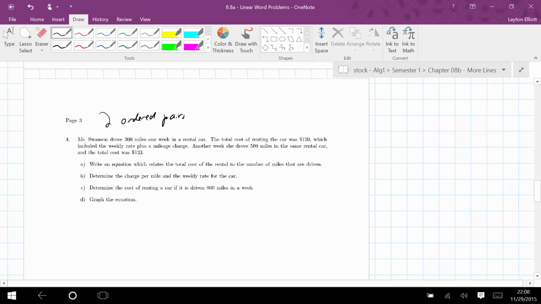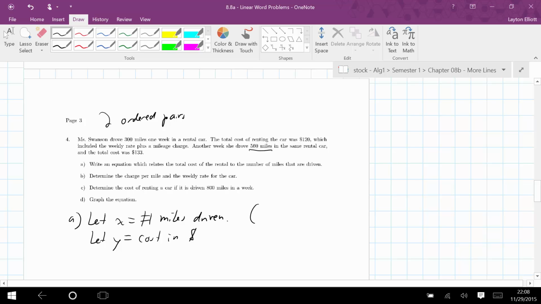So it says write an equation. Well, we know the first thing we need to do is the let statement. We're going to let x equal number of miles driven. I'm not going to say number of 100 miles because here we drove 560 miles, and that would give me a decimal, and I really don't want to do that. Then we're going to let y equal the cost in dollars. And then I'm going to build my 2 ordered pairs.